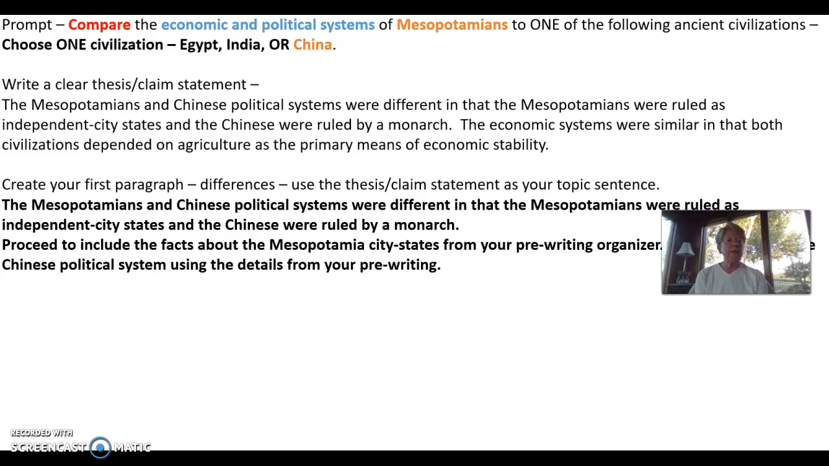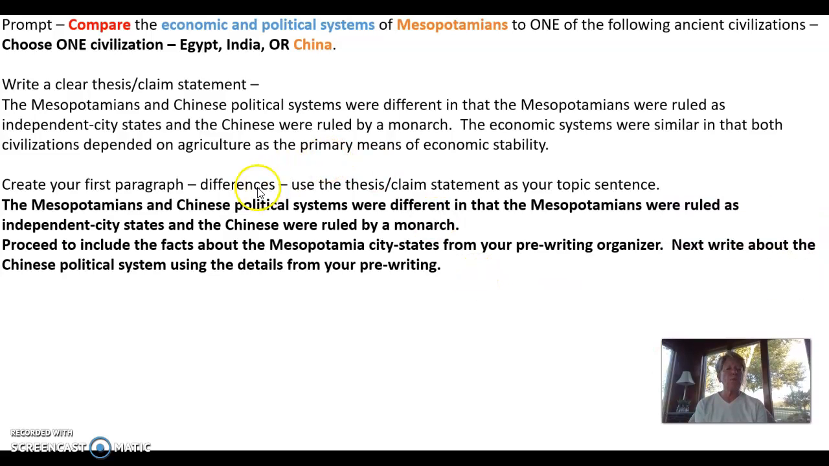So what happens then is we create our first paragraph, which is differences, and we use the same thesis or claim statement as our topic sentence. And that's what I've done here. And then I proceed to include facts about Mesopotamian city-states from my pre-writing organizer, and then I compare those up to the Chinese political system using details from my pre-writing. I'll do the same with my similarities.